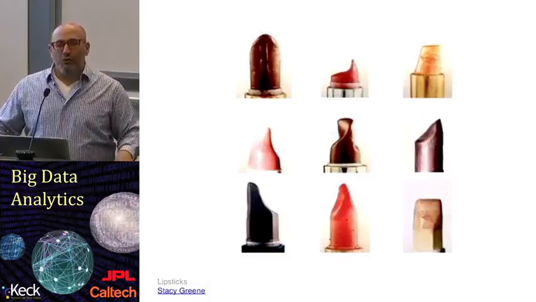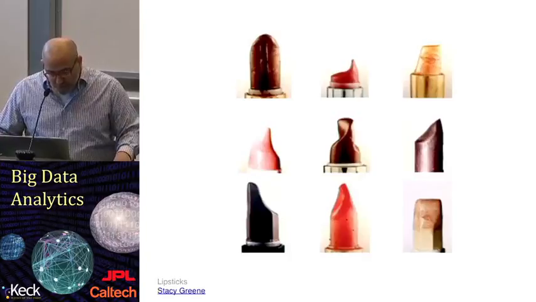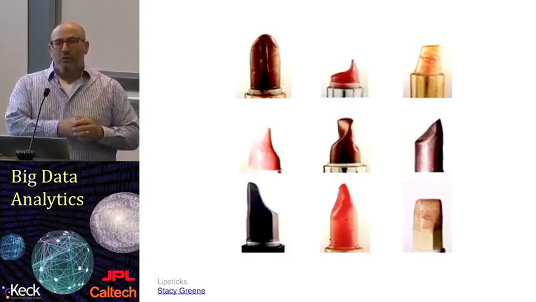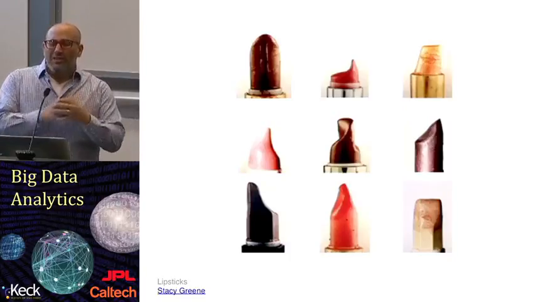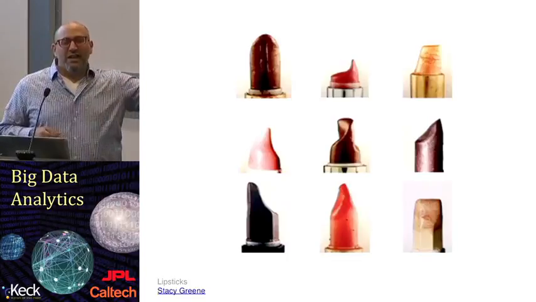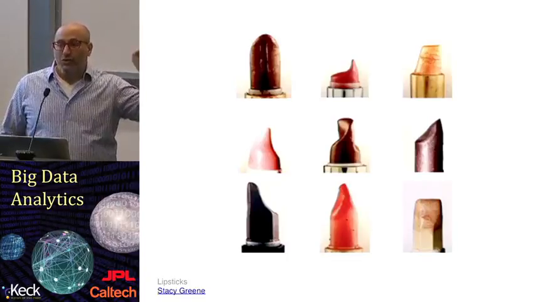Here's another wonderful example of a small multiple. It's lipsticks shown by artist Stacy Green. And what's wonderful about this set of small multiples is saying, well, where is the data here? Well, each one of these lipsticks is a lipstick taken from a different woman that the artist knows.